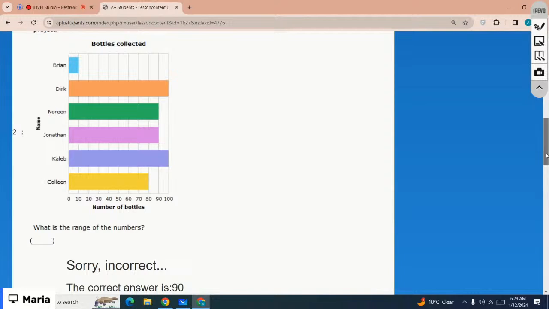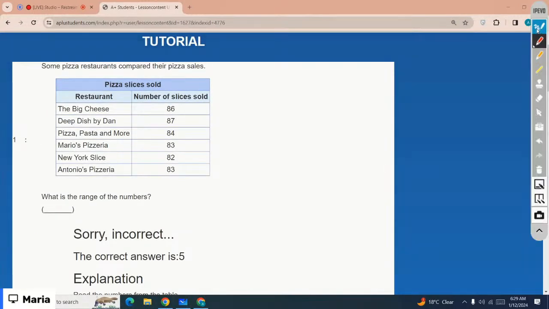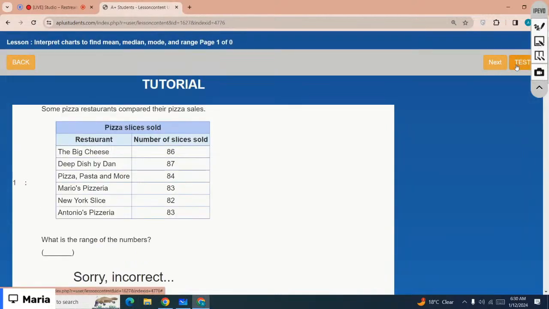So range is the difference between the greatest value and the smallest value in the given data, right? So the greatest value here is 87 and the least value in the given data is 82. So 87 minus 82 is 5. So the range of the data is 5. Got it? The correct option is 5. Let's just start with the test questions.